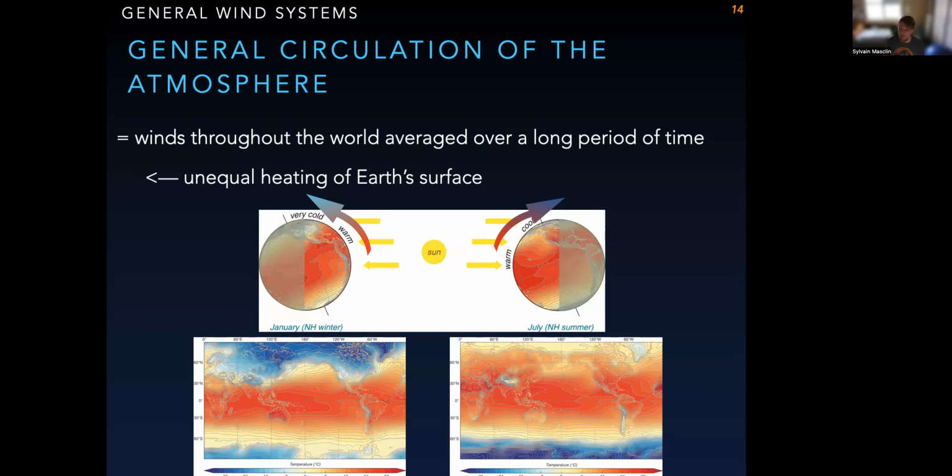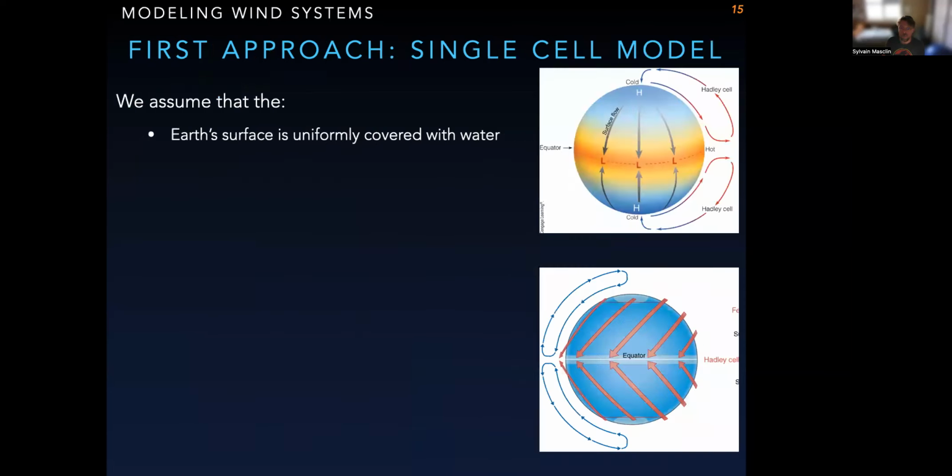And remember that the main reason is the distribution of land. There is much more land, about 2/3 of the land is in the northern hemisphere, 1/3 being in the southern hemisphere, which explains why the summer in the northern hemisphere looks warmer than in the southern hemisphere.